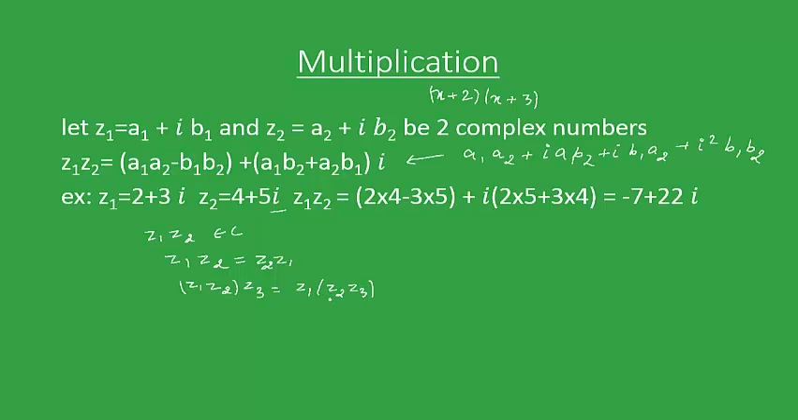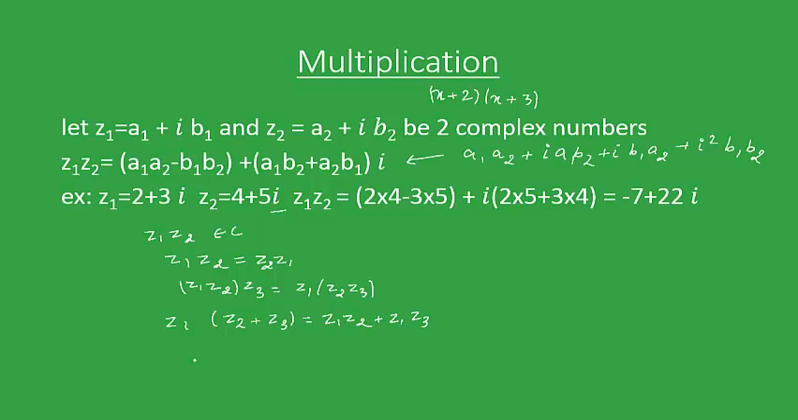These properties are simple. The next one is that of the distributive law. It is helpful for questions where you are given to multiply z1 with the sum of z2 and z3. You will yield the same answer as z1 z2 added to z1 z3. This is the distributive law.